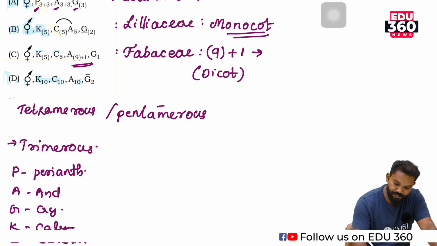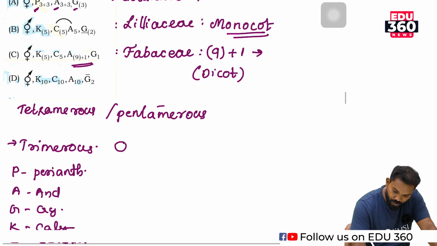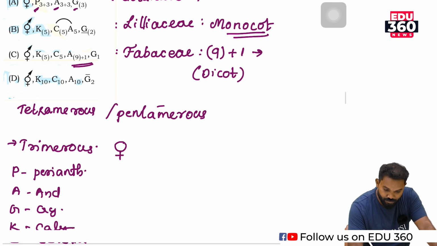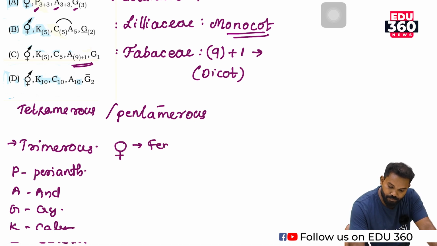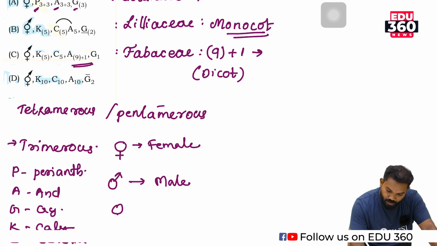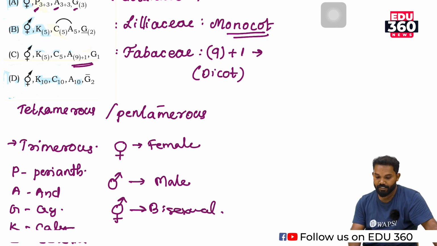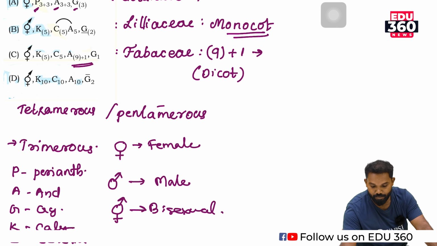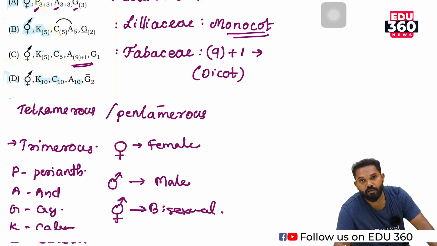Then some symbols. A circle with a cross below means female. A circle with an arrow above it means male. So male symbol and female symbol. When a flower has both male and female parts, the condition is called bisexual. If the flower is bisexual, we use a symbol with a circle, an arrow and a cross.